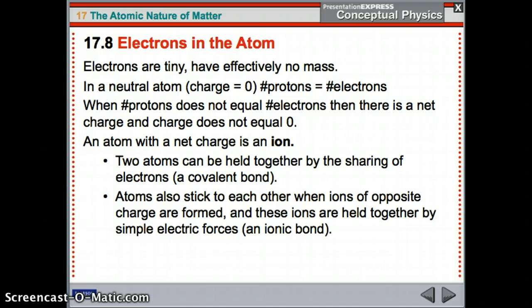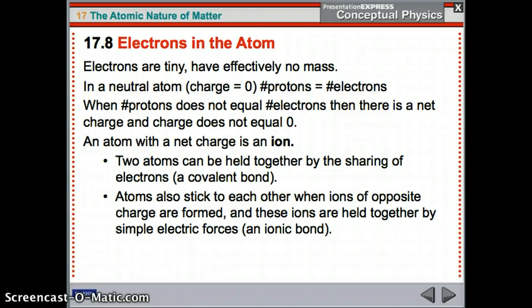If the protons are not equal to the number of electrons, then you get a net charge, some overall charge, either a +1, a -1, +2, a -2. The charge isn't 0. That is called an ion. An ion is a charged particle.